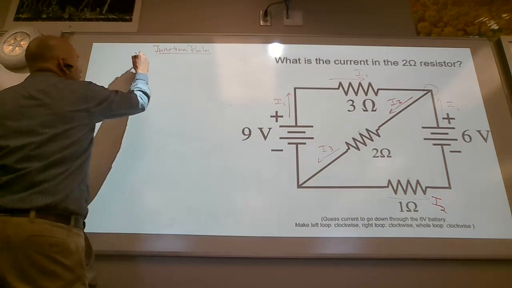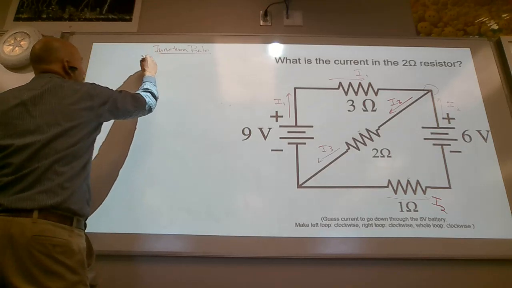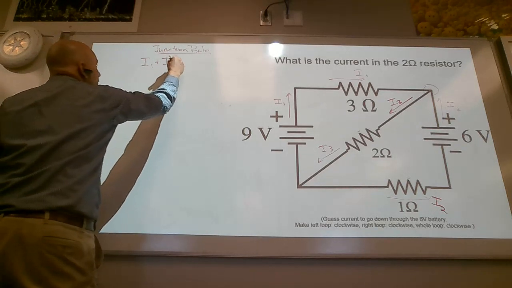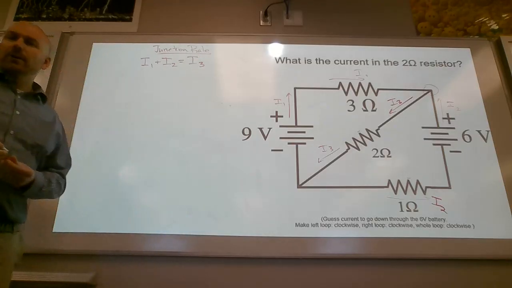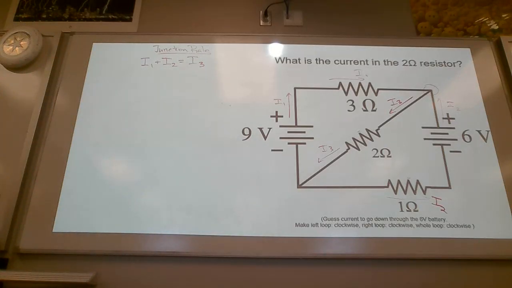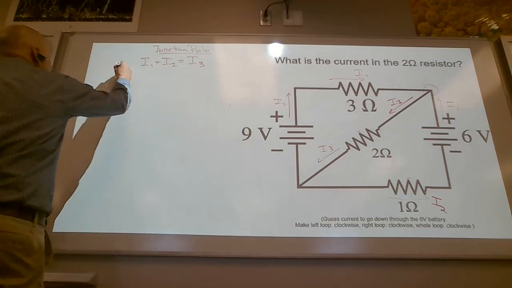So we would say I1 plus I2 is equal to I3. The current going in is equal to the current going out. Good with that? All right, so junction rule. Now we get into loop rules.